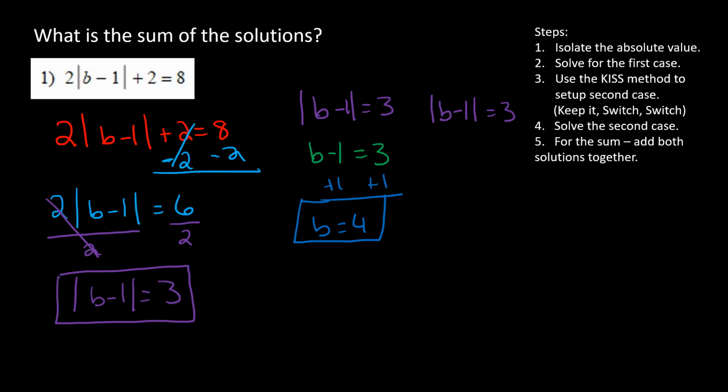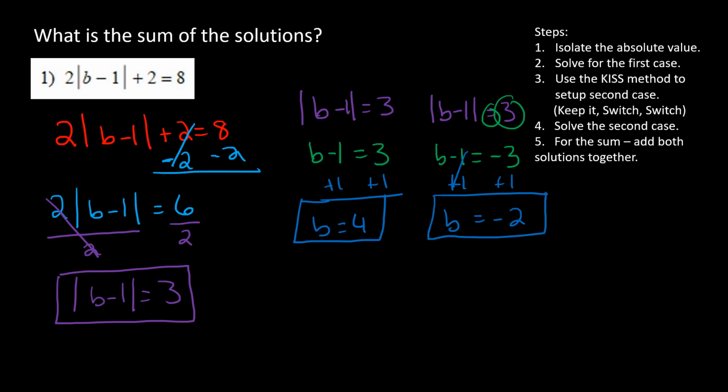And then we're going to apply the KISS method, right? So we keep what's inside the absolute value, which is the b minus 1. We switch the equals, which stays the same, and we switch that 3 to a negative 3. Okay? And then we do the same thing. We solve. We're going to add 1 to both sides. And these simplify out. So I get b equals negative 3 plus 1 is a negative 2.